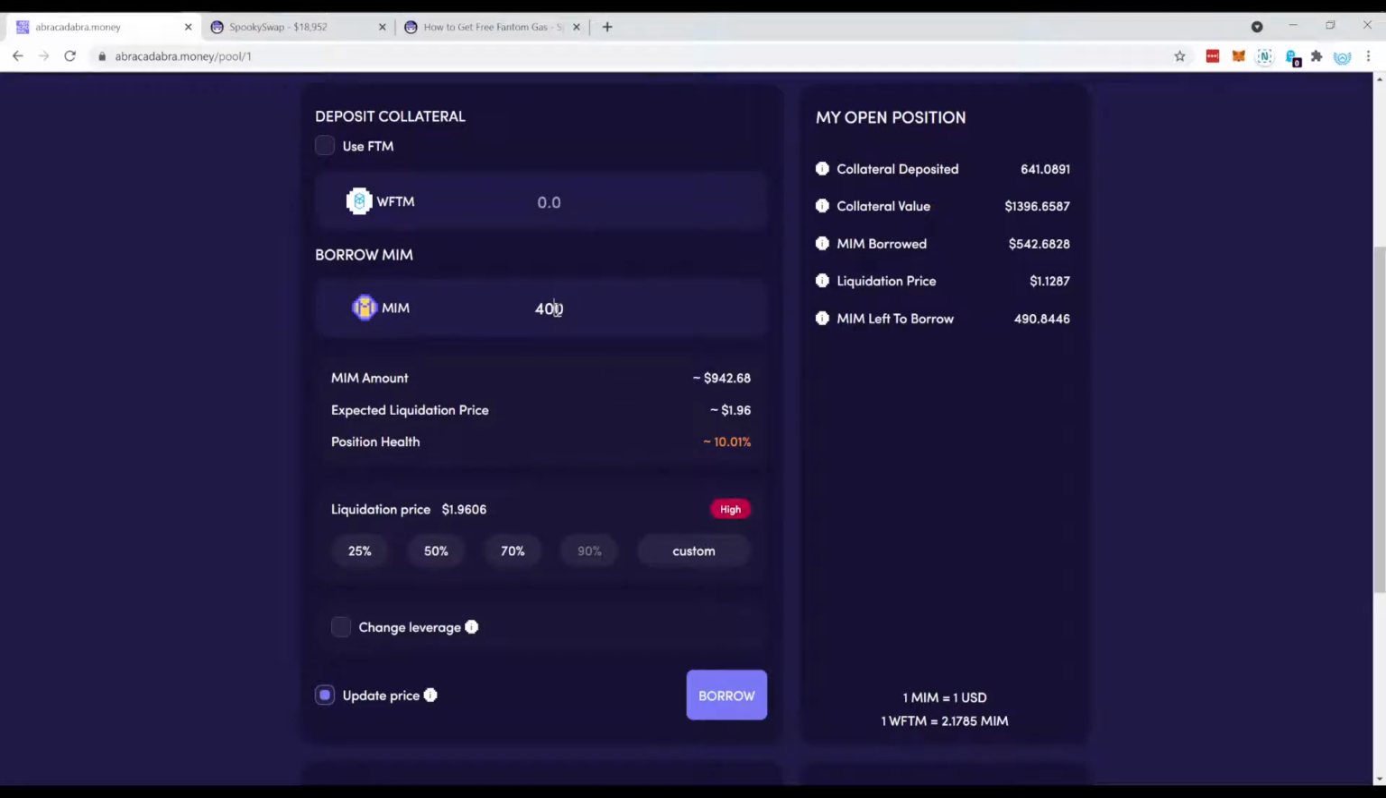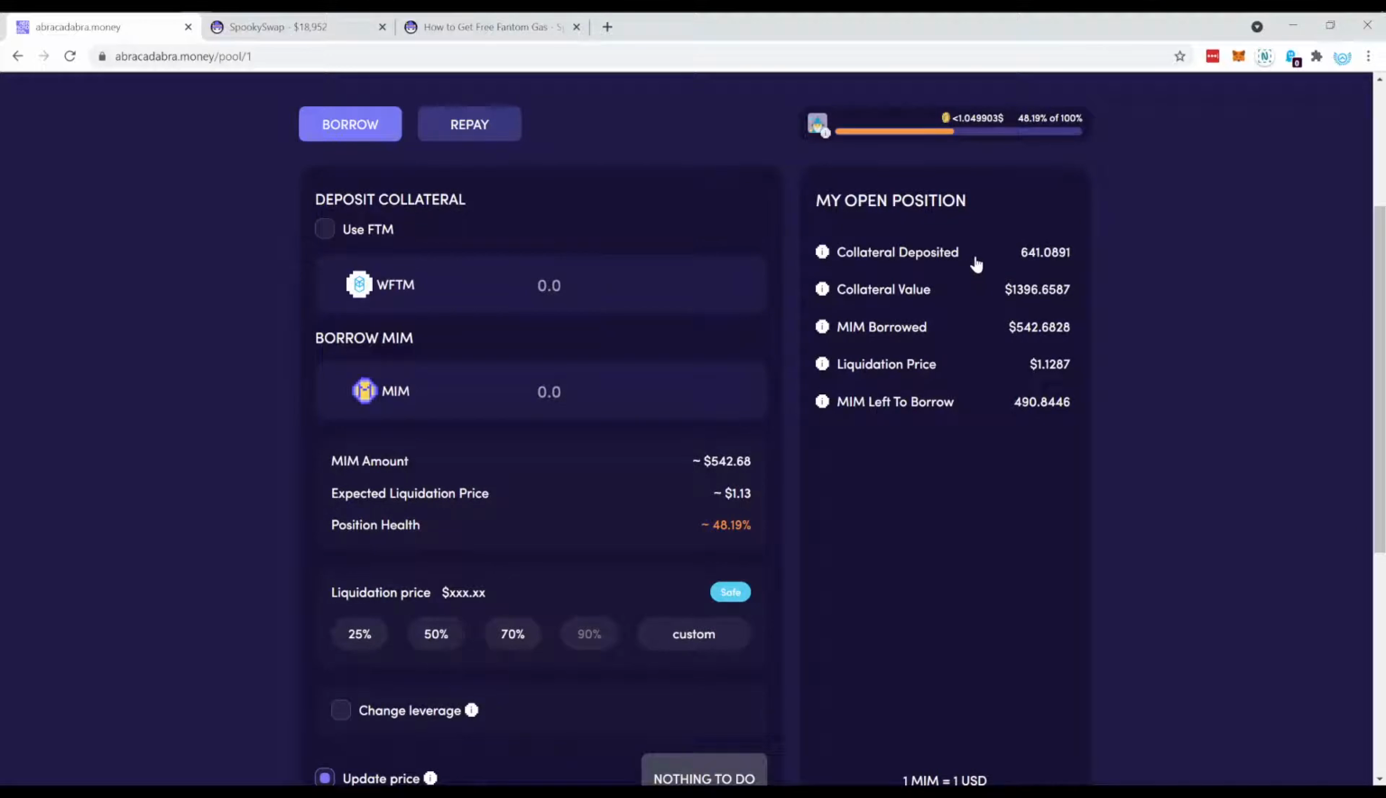So always make sure to not go under 40% on your position health, and of course also have an eye on the expected liquidation price. The liquidation price refers to the price of WFTM, which is the same price as FTM. Okay, so if FTM drops below 113, then I would get liquidated in this case.